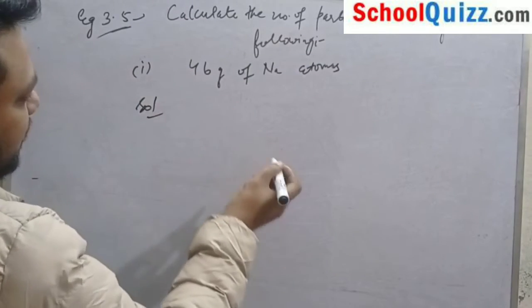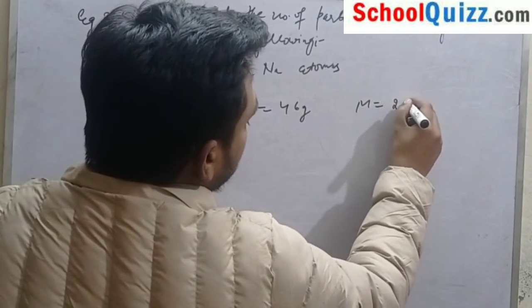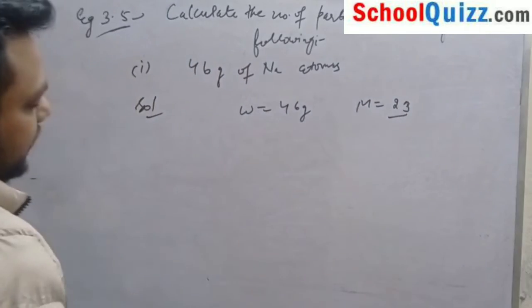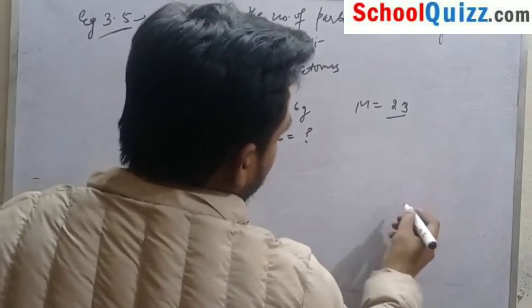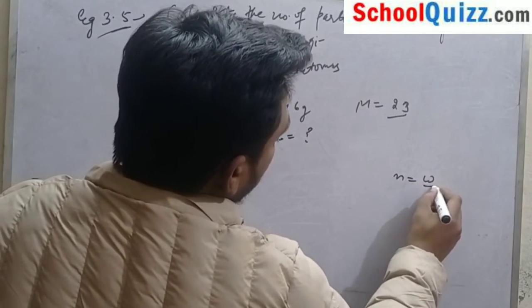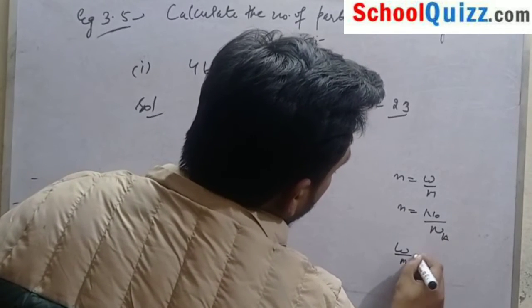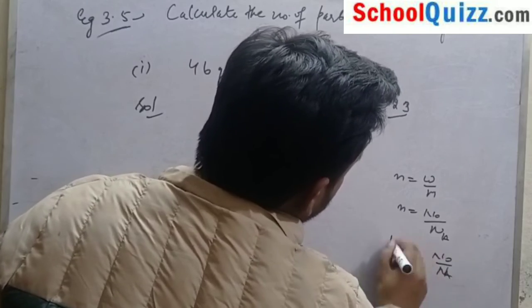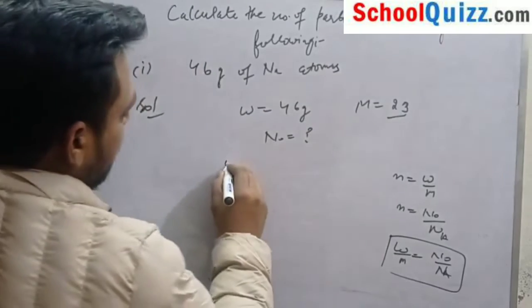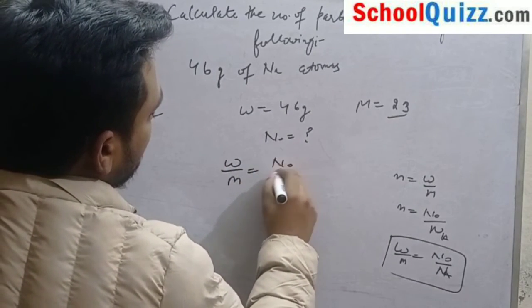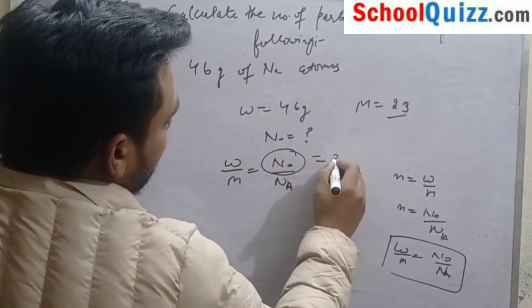So we will solve it. Weight is given, 46 gram. Sodium's molecular mass is 23. So we have to find N naught. We have three formulas: N equal to W upon M, N equal to N naught upon Na, and W upon M equal to N naught upon Na. Which formula will we apply? We will apply our third formula, W upon M equal to N naught upon Na, and we have to find the number of particles, so we have to find N naught.